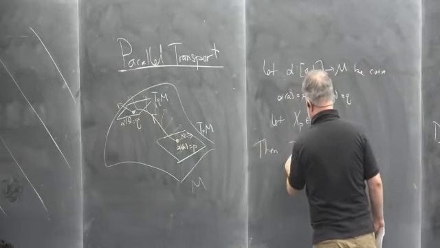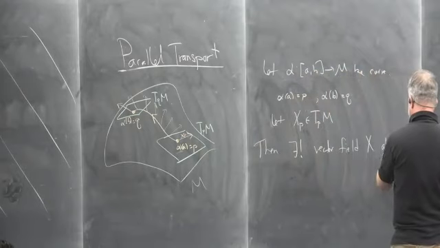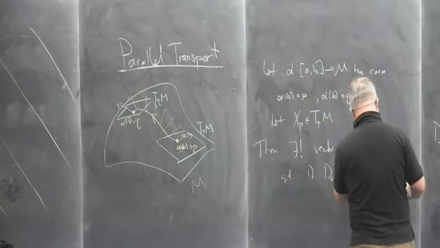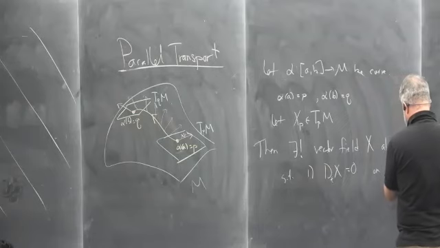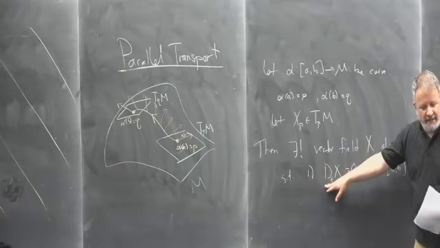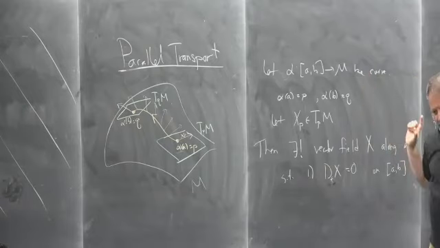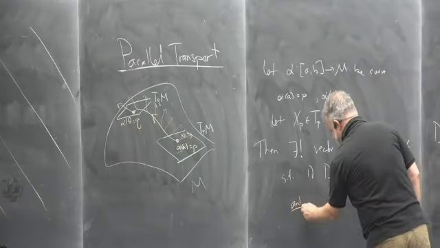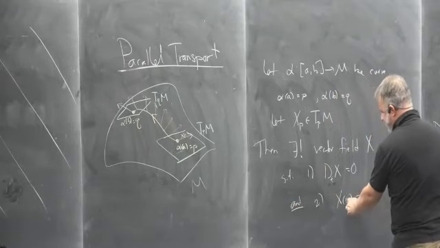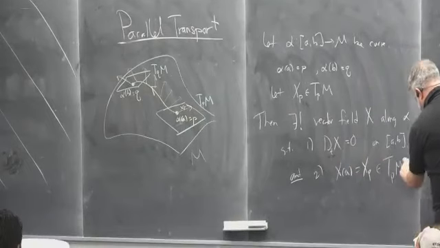Then there exists a unique vector field X along the curve alpha such that, first of all, DtX equals zero on AB. Remember, this is a vector field along alpha. It's the covariant derivative in the direction alpha prime of the vector field X. So we want its covariant derivative to be zero, and X at time A to be XP. Remember, X at time A is a tangent vector at P, which is alpha of A.